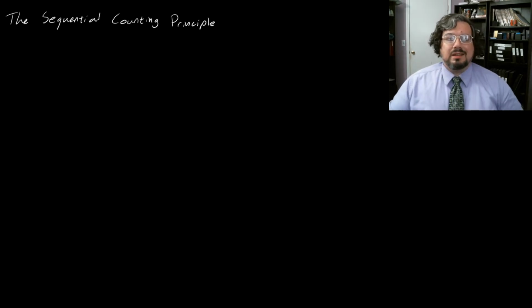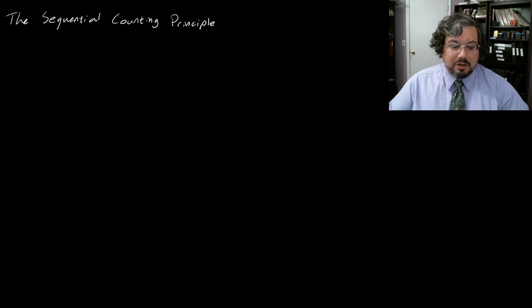Today we're going to be talking about the sequential counting principle, which is the most important and fundamental way that we count the number of ways that something can happen. And we do that by breaking up the whole process into a sequence of choices where we can know how many options we have at each stage. And by knowing how many choices we can make at each stage, we can combine all that information together to know how many ways a particular thing can occur.